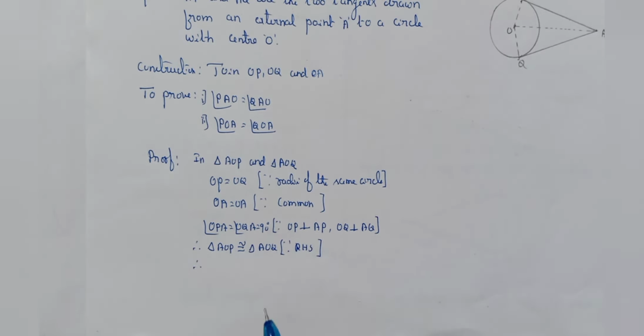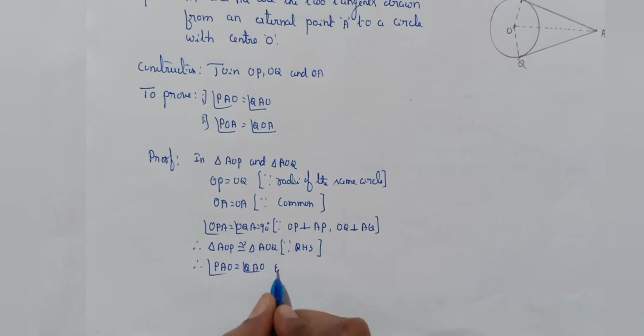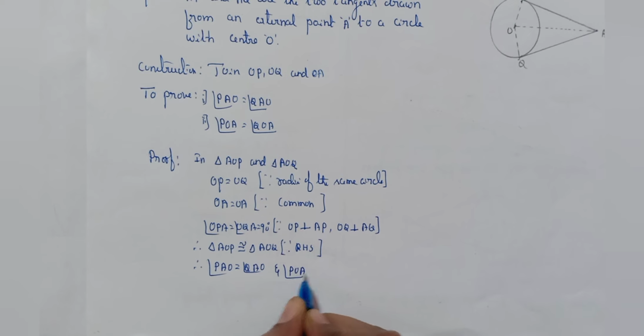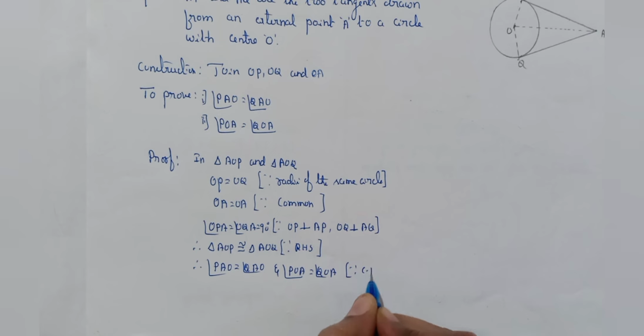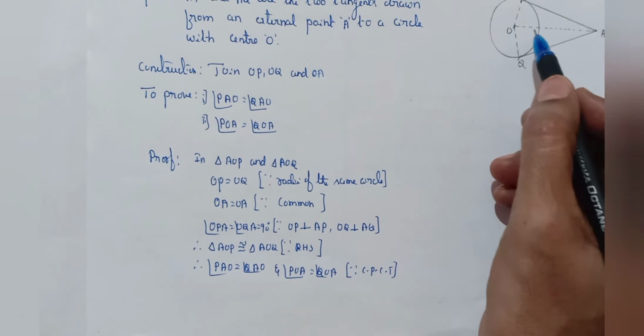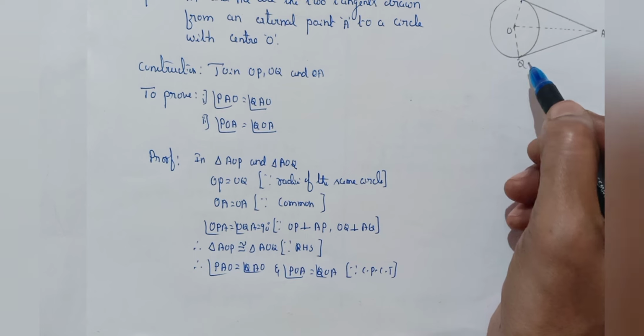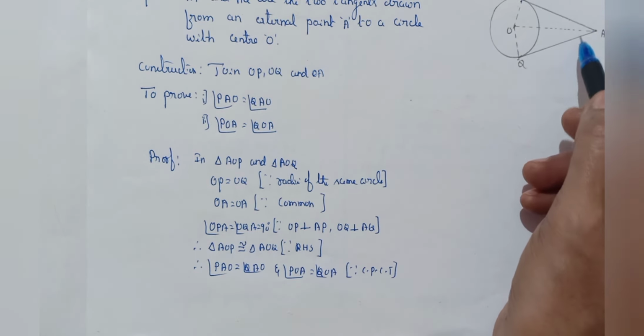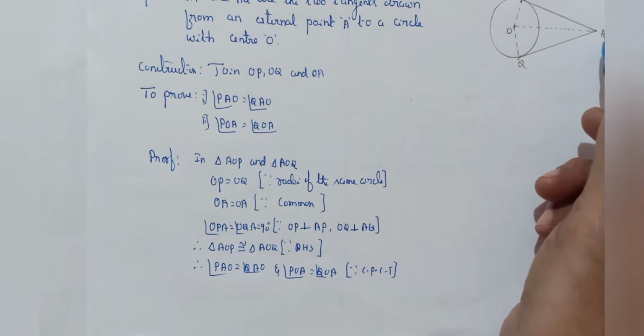So when the two triangles are congruent, the corresponding parts of the congruent triangles are equal. Therefore, angle PAO is equal to angle QAO and angle POA is equal to angle QOA by CPCT. So, the two tangents drawn to a circle from an external point subtend equal angles at the center of the circle and they are equally inclined with the line joining the center and the external point.